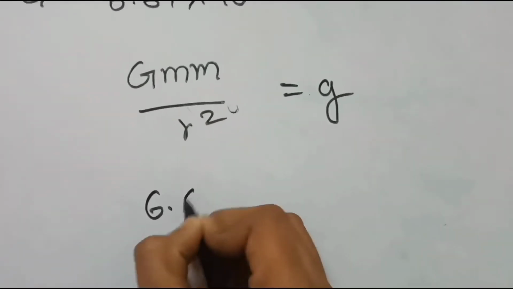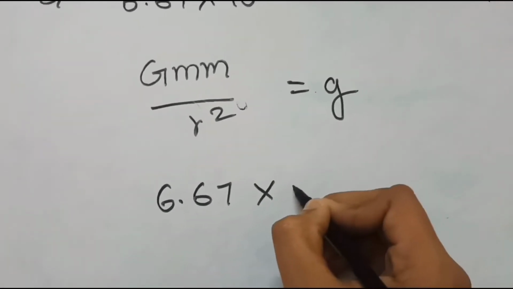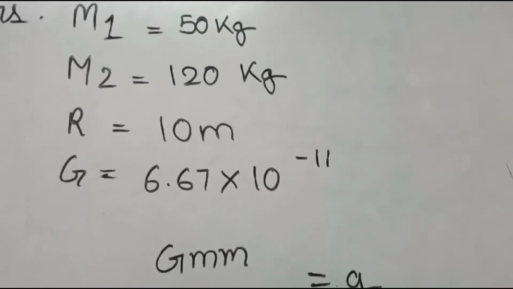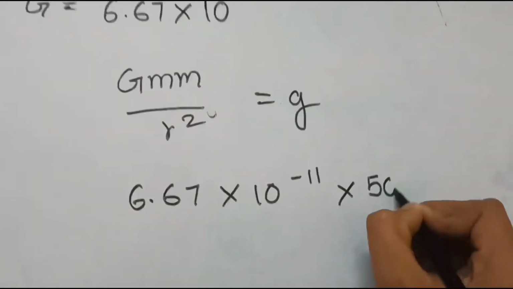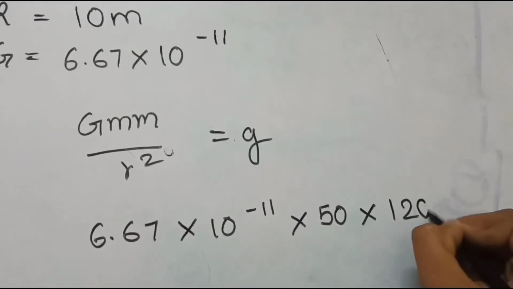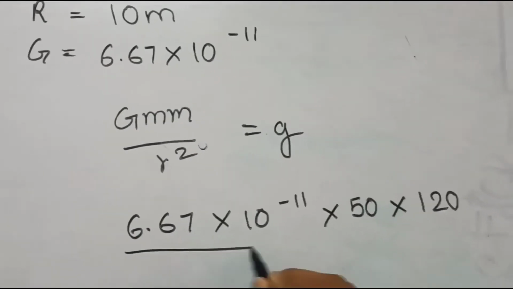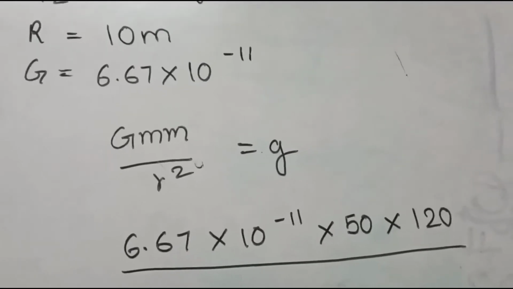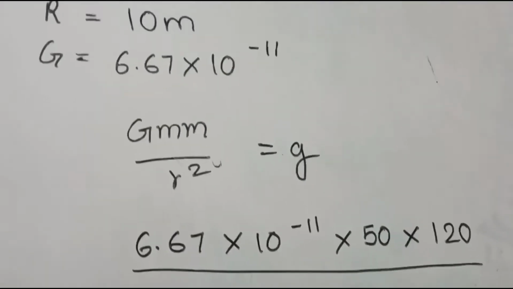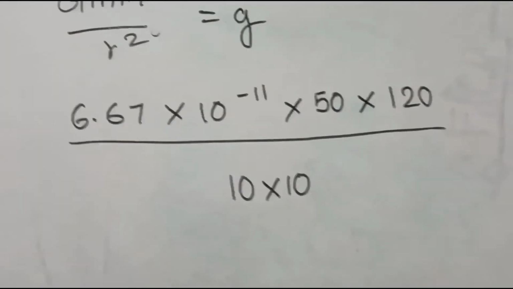So 6.67 into 10 to the power minus 11 into M1, which is 50 kgs, and M2 is 120 kgs, and divided by 10 into 10, because it's divided by r square and r is 10, so 10 into 10.